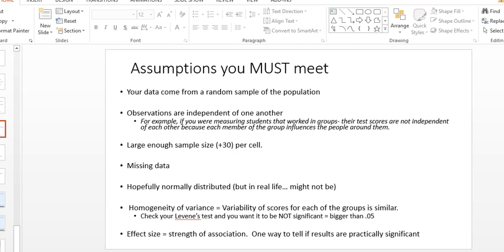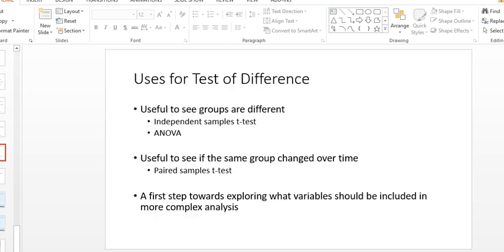And then effect size. You may get a statistically significant difference, but that really doesn't tell you about the strength of the association. An effect size is a measure that indicates the magnitude of the difference between your groups. So this is fairly important if you do find statistically significant results, and it is something you would need to report. It's also a way to tell if your results are practically significant, or give a better sense of the meaning of that statistical significance.